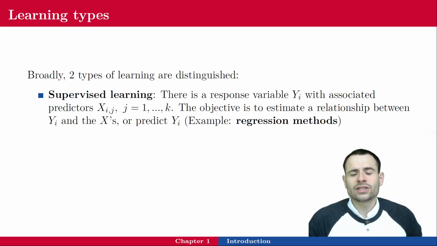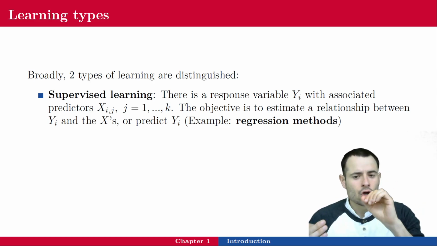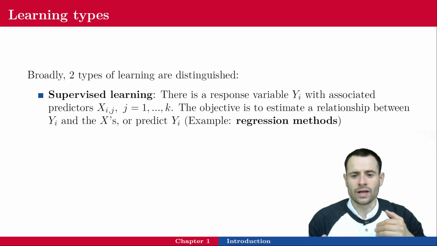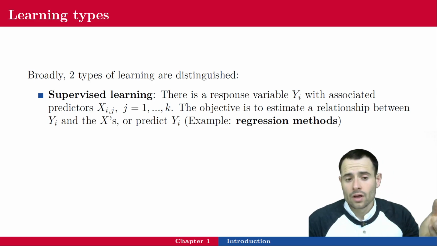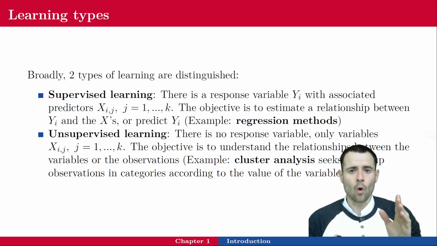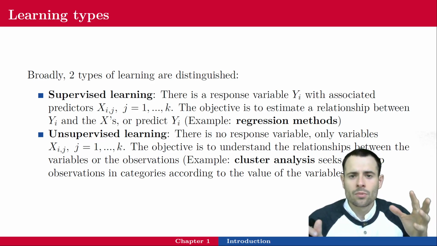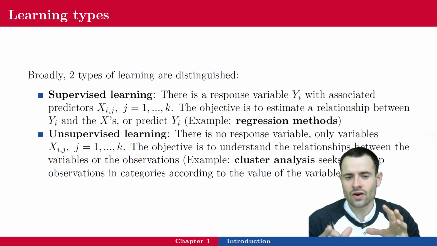For instance, regression methods, so linear models and so on, every time you see y equals something with x, you are looking at supervised learning. The other type of learning is unsupervised. It is a case where there is no variable y, only variables x's. So in this case, the objective is not to predict a variable by other variables, but rather to understand the relationship between the x variables themselves.